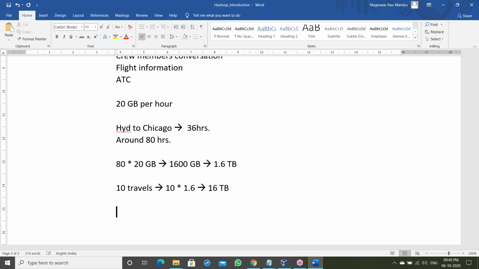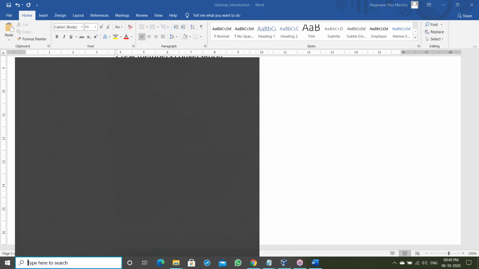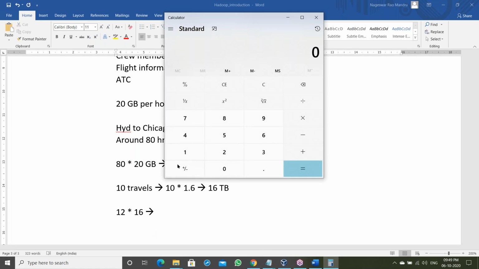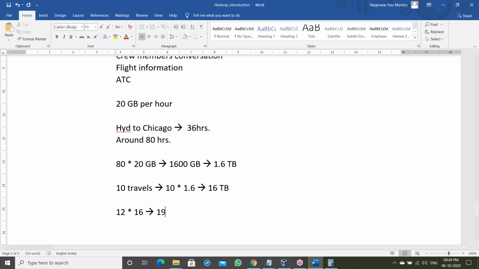So that is for 1 month. For 12 months, yearly, 12 multiplied by 16 is equal to 192 terabytes of data, right? This much data is generated by just one flight.